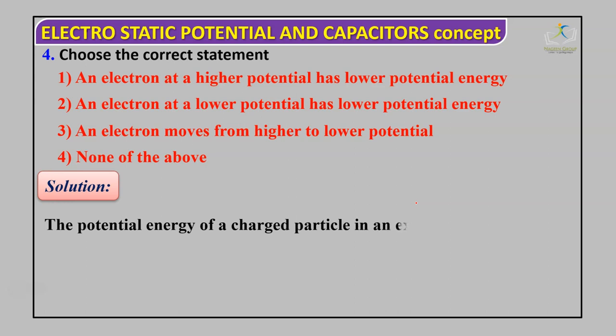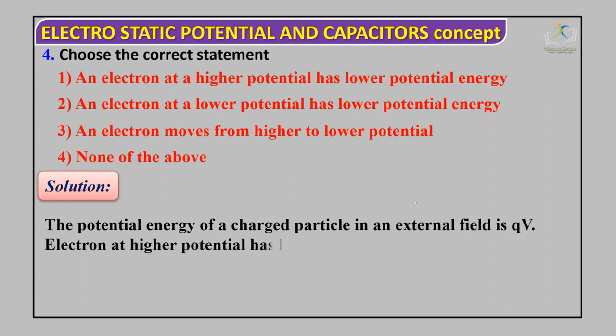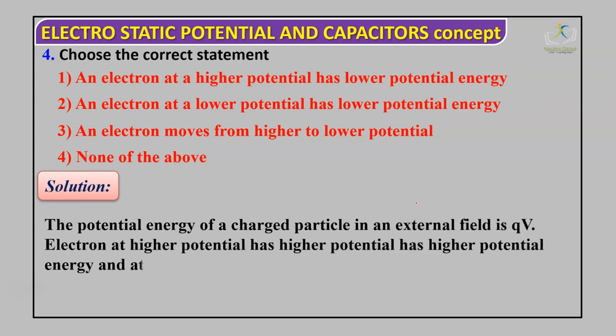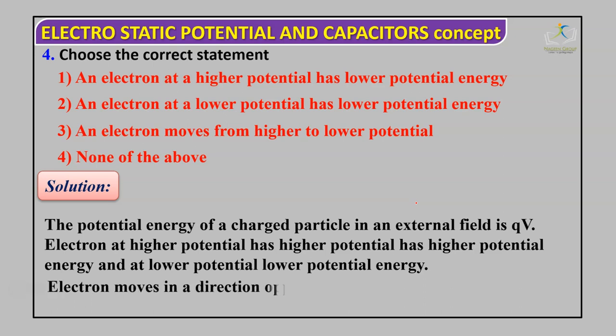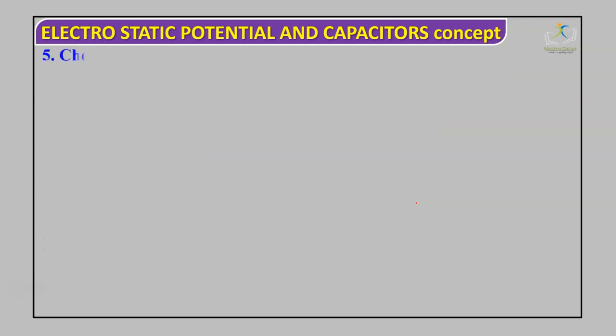The potential energy of a charged particle in an external field is Q into V. That means, an electron at a higher potential has a higher potential energy, and at a lower potential it has a lower potential energy. According to this, the correct option is the second. That means the electron moves in the direction opposite to the field, that means from lower to higher potential. Next question which we have.